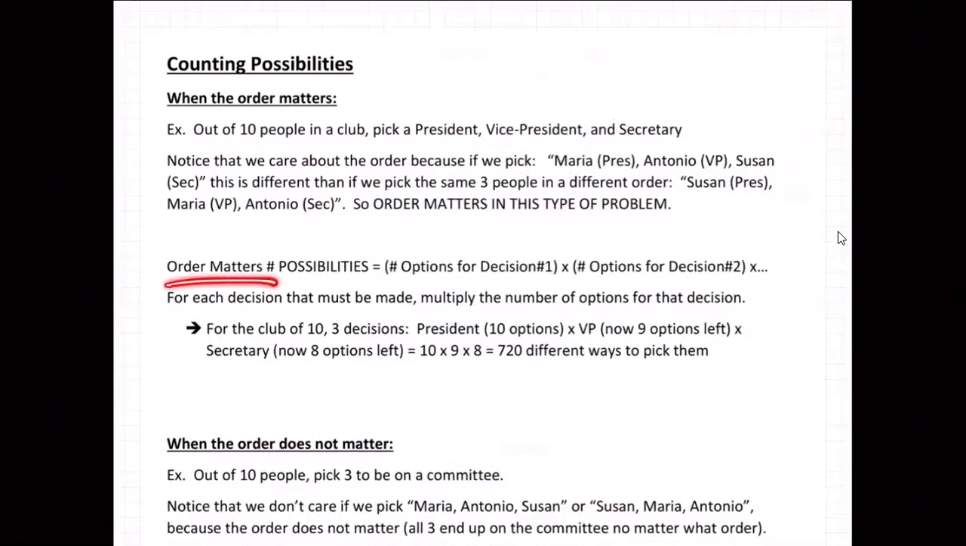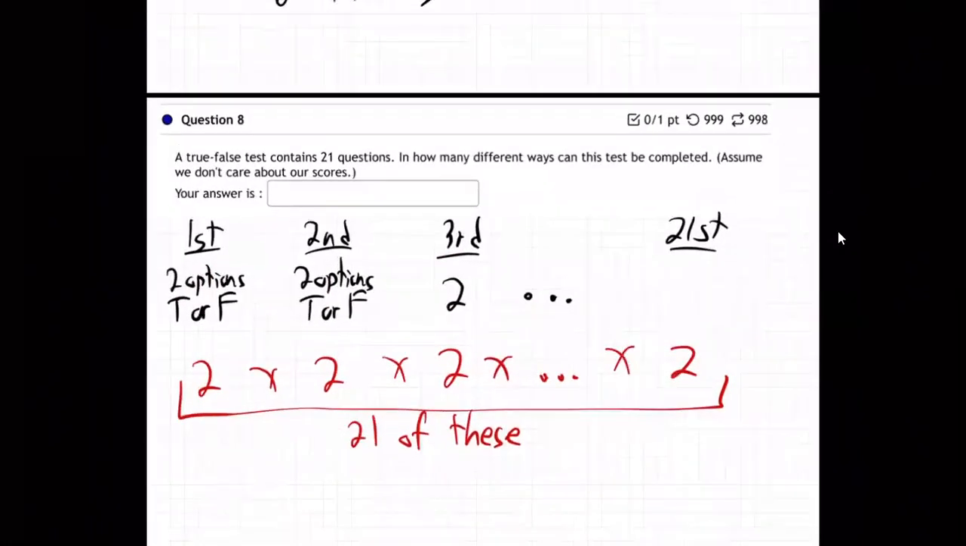Well, when the order matters, the number of possibilities is number of options for decision 1, times number of options for decision 2, and you multiply these together. For each decision that must be made, multiply the number of options for that decision. So number of options for decision 1 multiplied by number of options for decision 2 multiplied by etc. So that's what I'm doing here.